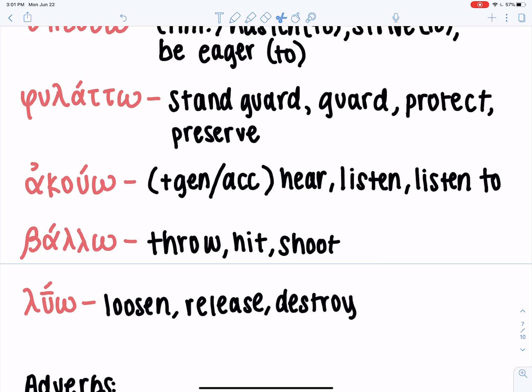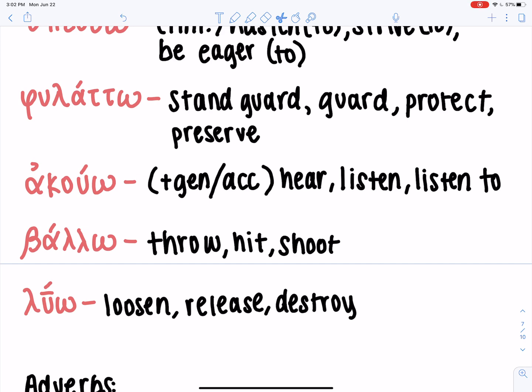Don't worry about why it's in one or the other for a while. Okay, next word, balo, which means to throw, hit, or shoot. And then our last word is luo, which means to loosen, release, or destroy.